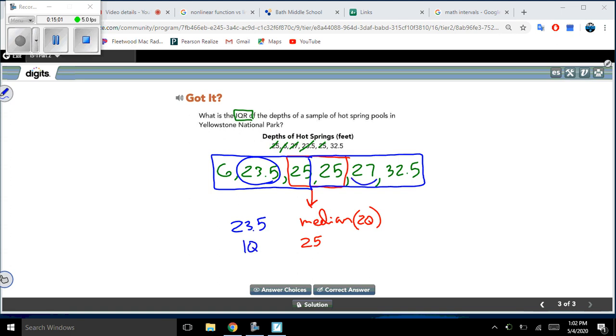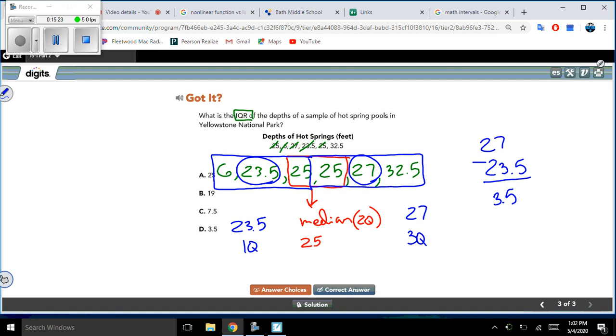And they're going to say that this is the third quartile because it's the middle of that bigger blue box. And so they're going to say that the third quartile is 27. So they're saying the IQR is 27 minus 23.5, which would be 3.5. Okay? I'm going to be a little interested to see what they say here. 3.5 is on there. Cross your fingers.